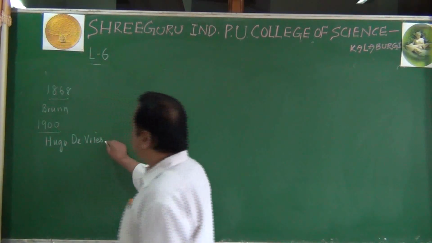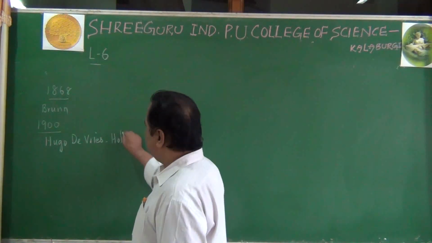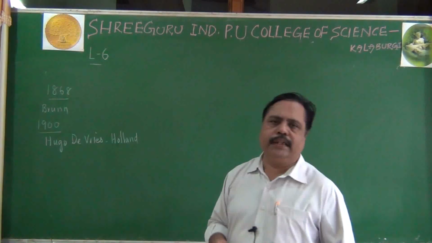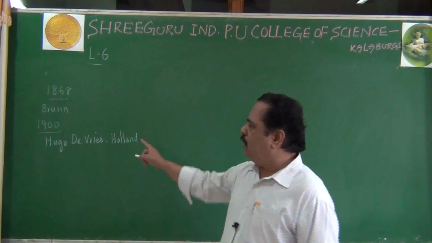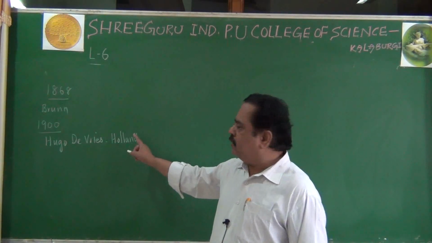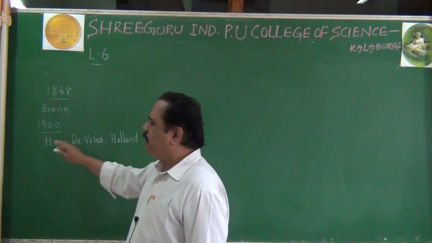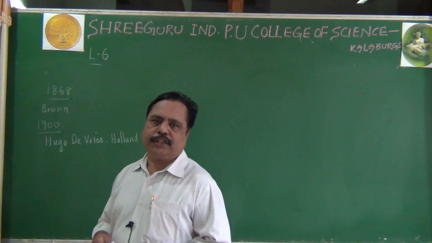Hugo de Vries from Holland. He was one of the rediscoverers of Mendelism. Holland, okay, not our Holland. It is Holland, Hugo de Vries. He also later introduced the idea of mutation.